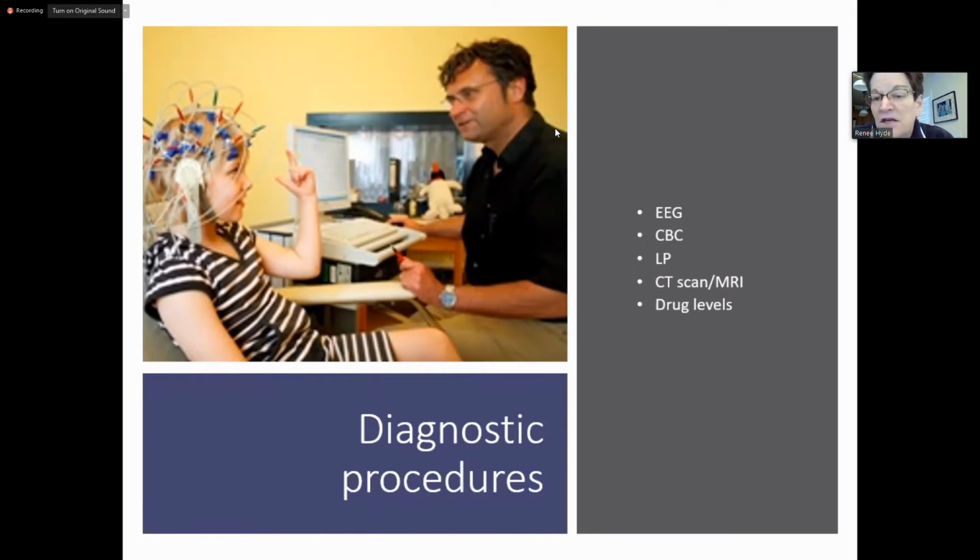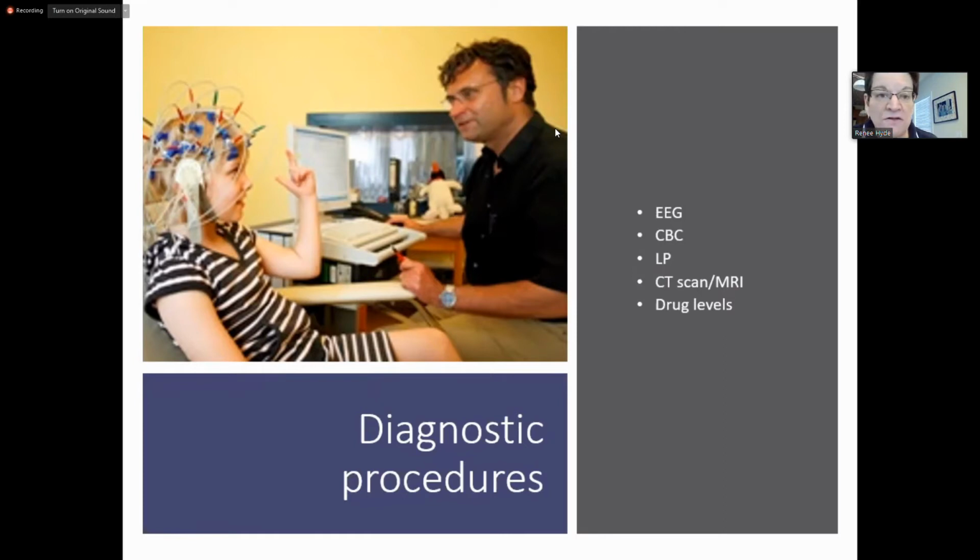EEG can also be done as an invasive procedure, and we'll talk a little bit more about that in just a few minutes. The other thing that you're going to do is CBC, chemistry panel, because again, we want to rule out other causes of seizures. That lumbar puncture is often done if they suspect that infection or a meningitis or encephalitis may be causing that seizure.